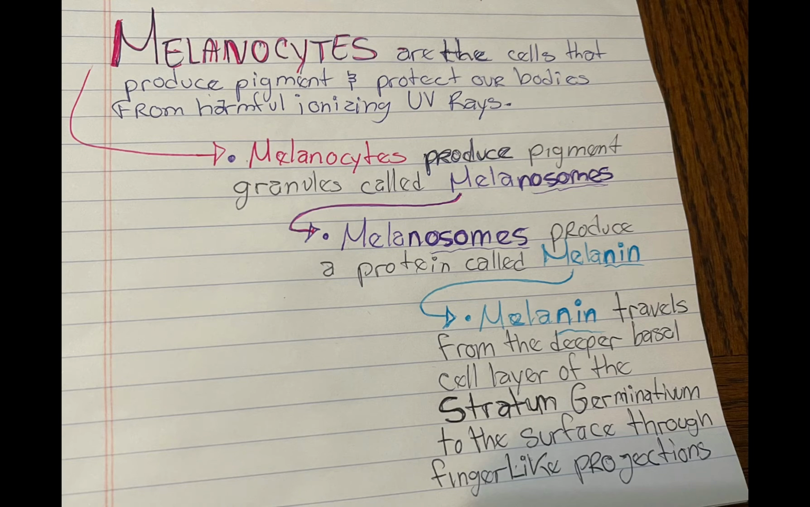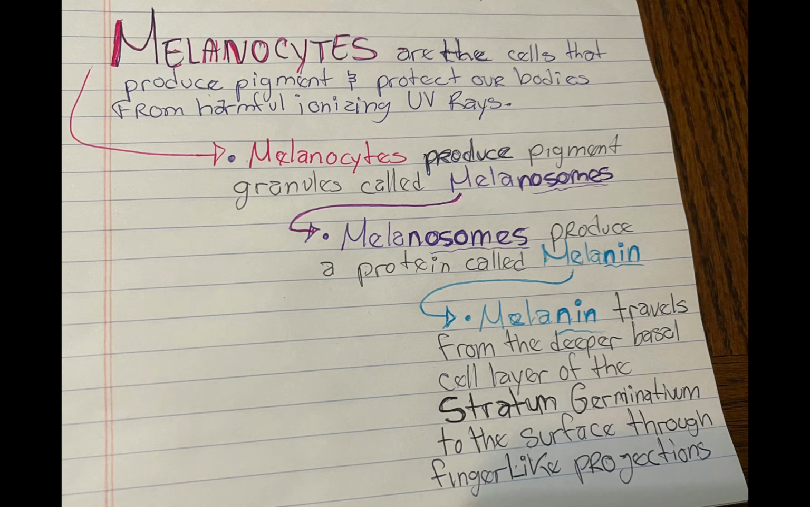Melanocytes are the cells that produce pigment and protect our bodies from harmful ionizing UV rays. Melanocytes produce pigment granules called melanosomes. Melanosomes produce a protein called melanin.